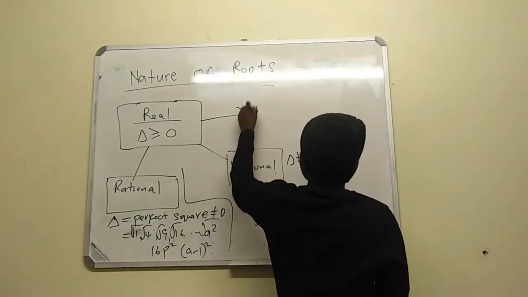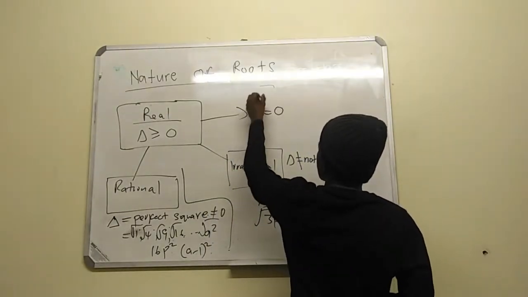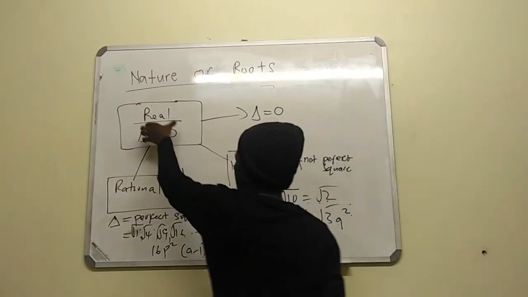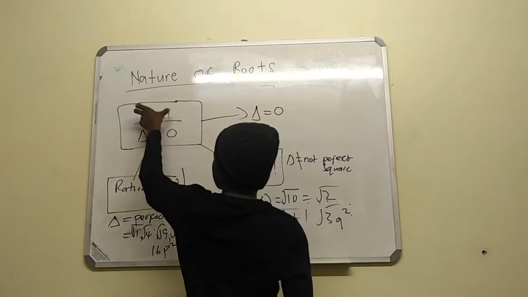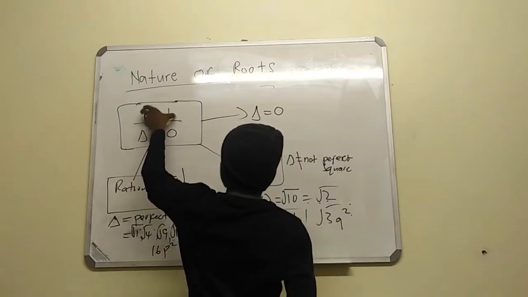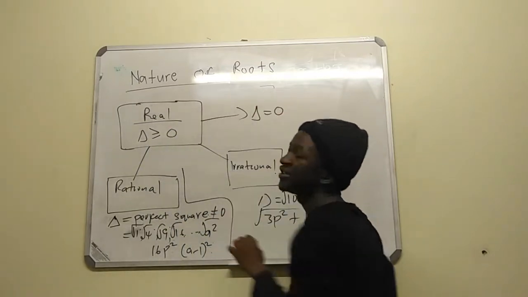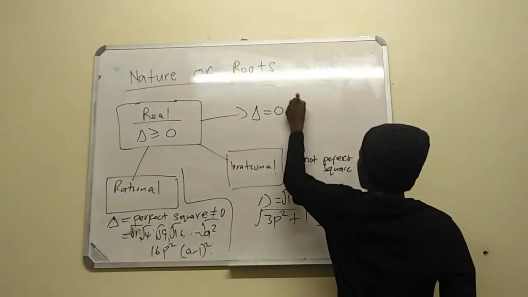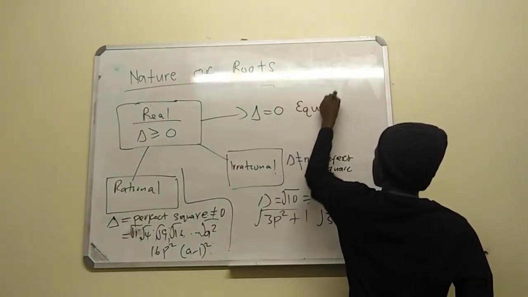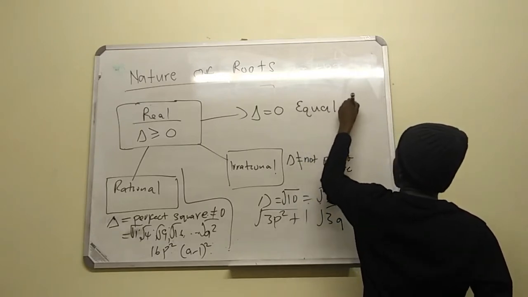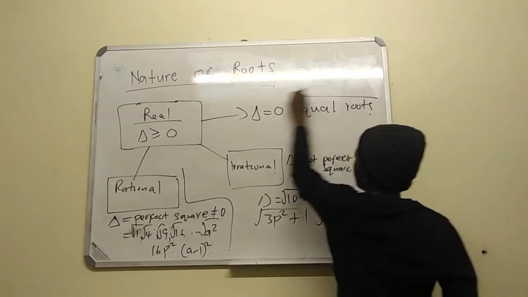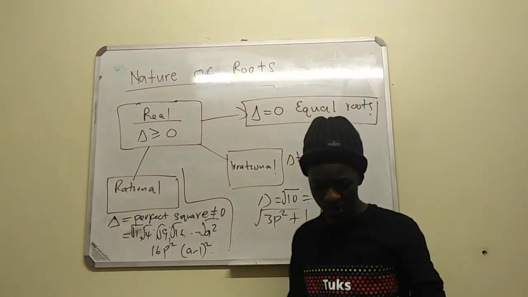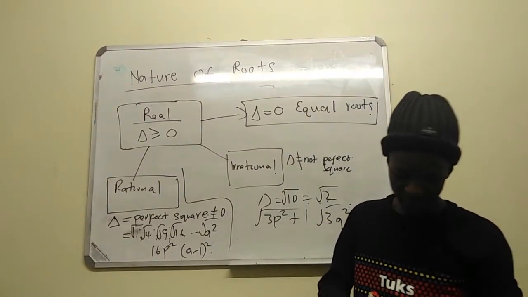Another thing that we can talk about is if your delta is equal to 0. What happens if your delta is equal to 0? We said this thing is real, right? But if your delta is equal to 0, it means your roots are equal. So if your delta is equal to 0, we have equal roots.